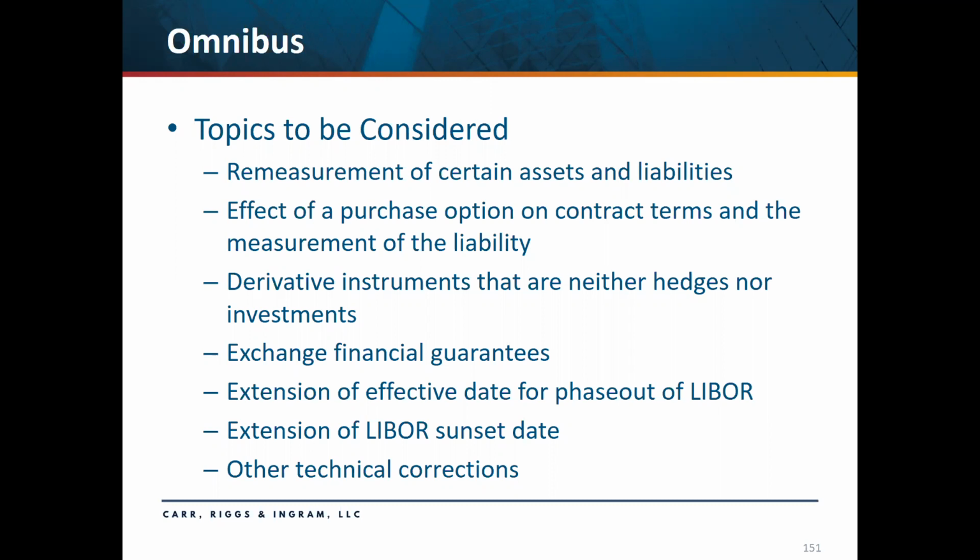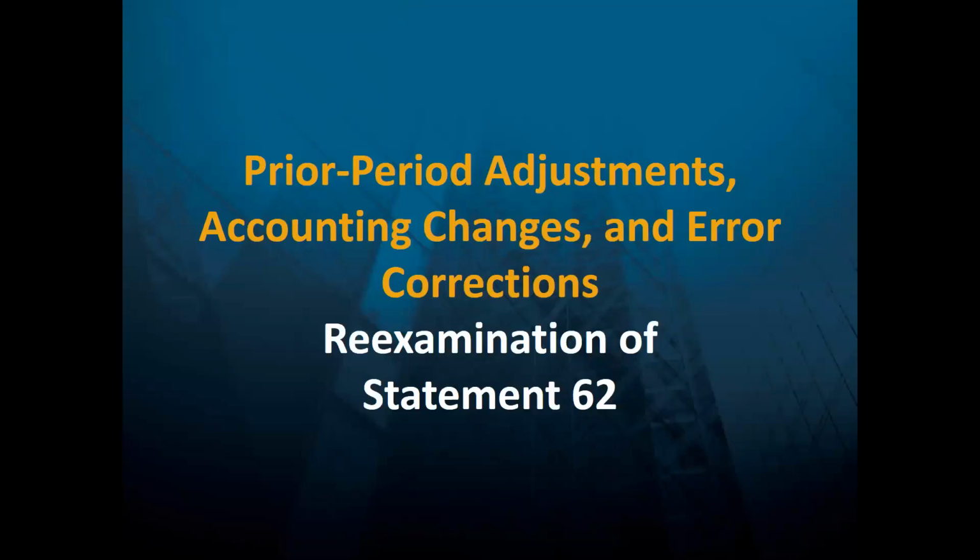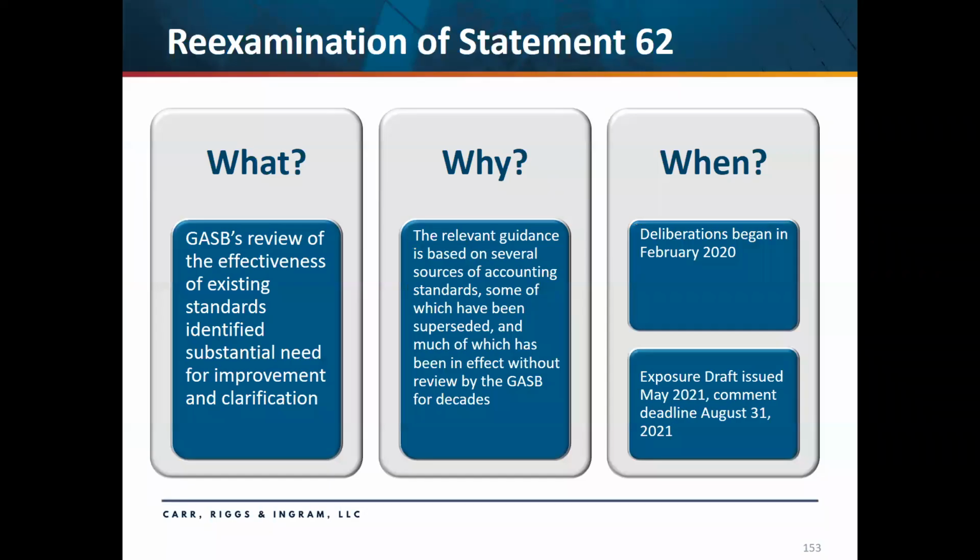It's more terminology based. Okay, on this next one, the prior period adjustments, accounting changes, and error corrections. This is kind of a re-examination of Statement 62. If you've got a restatement or some sort of adjustment, they're putting out guidance for how you put this information in. The deliberations were back in February of last year, and the exposure draft was issued in May, and the comment deadline was the 31st, so about a week ago. So the deadlines went through on this.